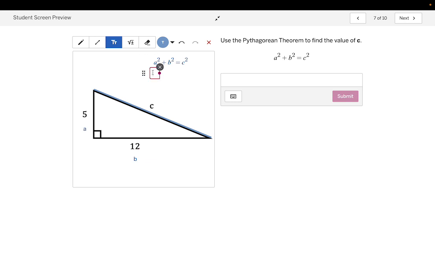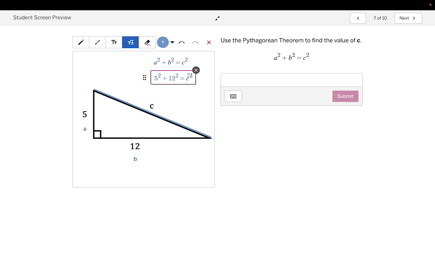So if I say A is 5, I'm going to put 5 in for A. So it'll be 5 squared. Oops, I didn't click the equation one. So it'll be 5 squared. We're going to keep the squared up there, that little 2. It's an exponent. And then plus we said B was 12, so 12 squared equals C squared.